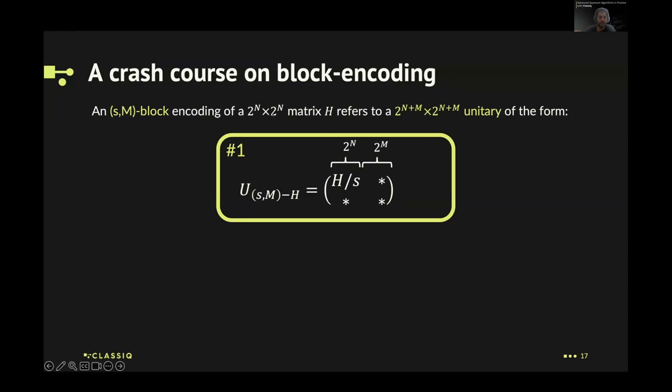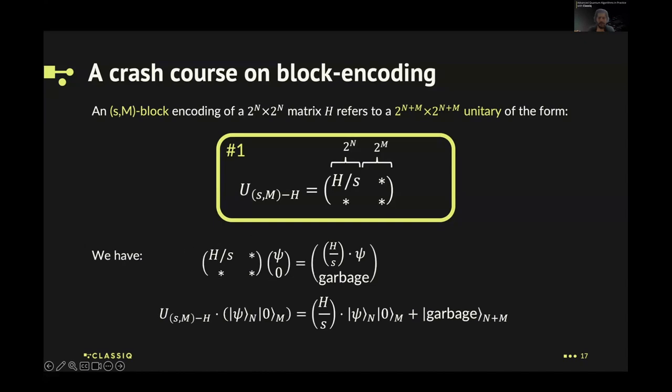So this is a definition. I have my Hamiltonian matrix, which is 2^n by 2^n, and an (S, M) block encoding of this matrix refers to a unitary matrix that looks like this. This is how I designate it: a block encoding of H. It is a bigger matrix where on this diagonal block we have H, which is 2^n by 2^n, and I completed it to be unitary with another 2^m dimension. This matrix is unitary, and S is this factor. Okay, so this is the first thing.